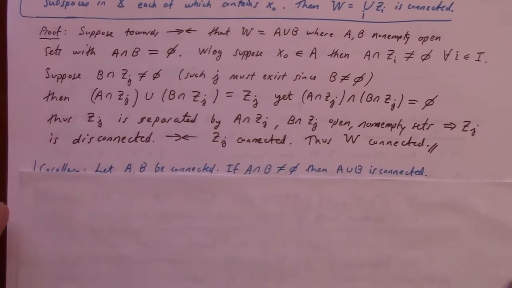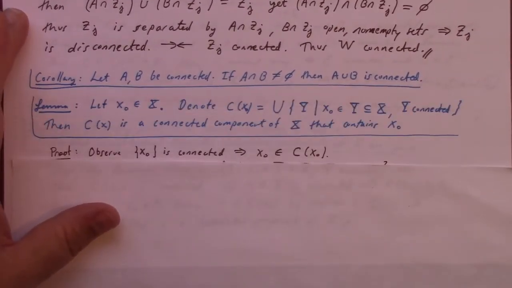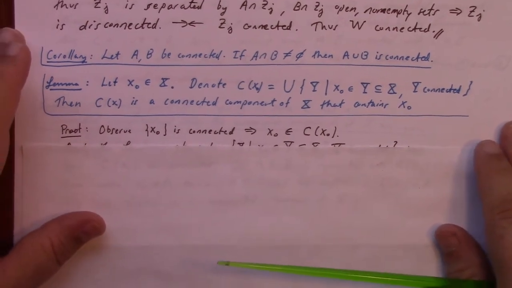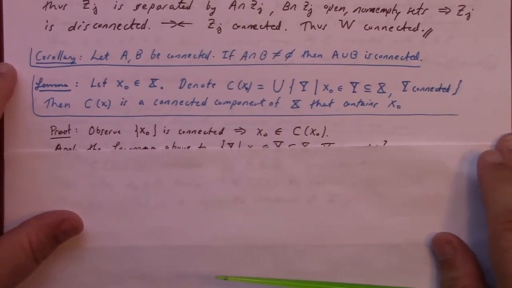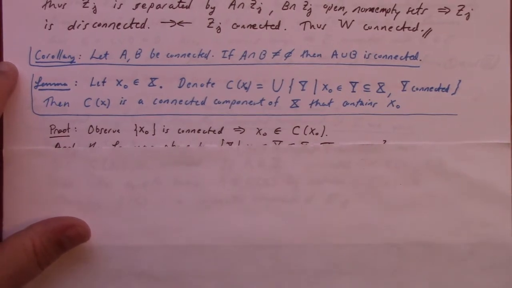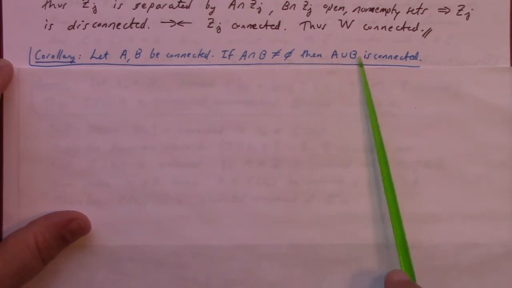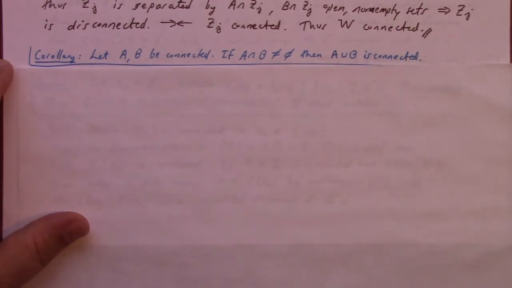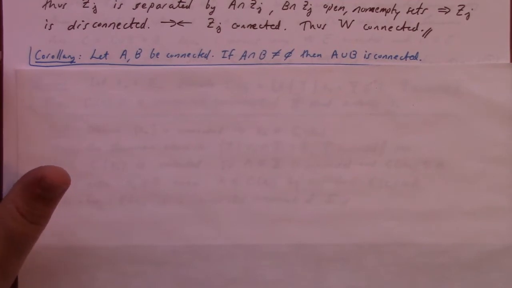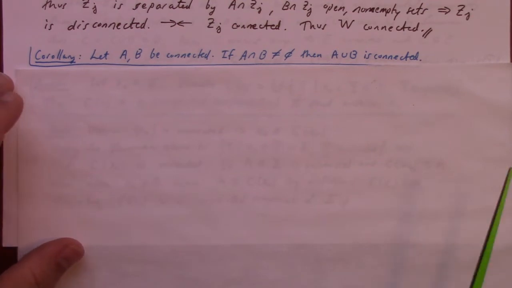All right, moving on. Corollary: let A and B be connected. If A intersect B is non-empty, then A union B is connected. Aha, there's the corollary to the path-connected thing I was talking about. This is literally just the lemma above in the case of two sets, so it really is straight up a corollary to the lemma.